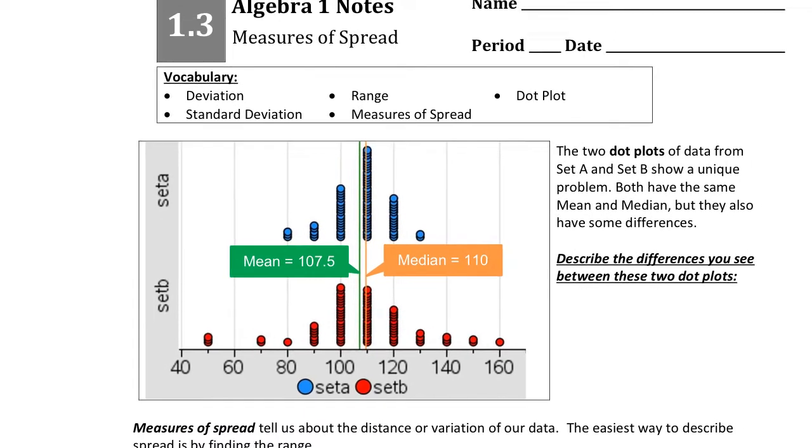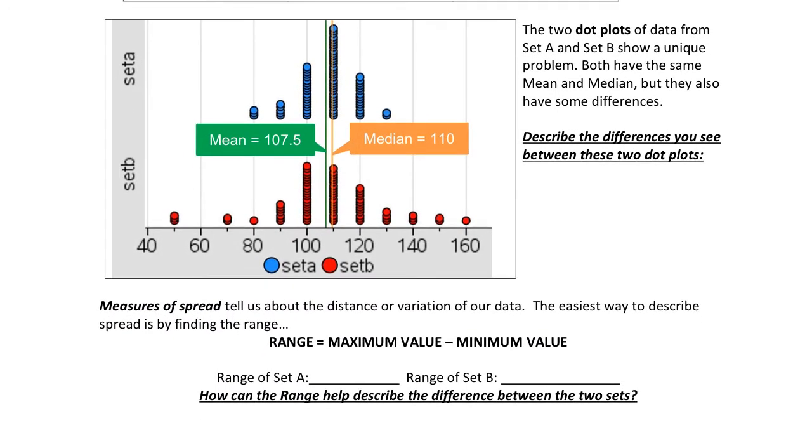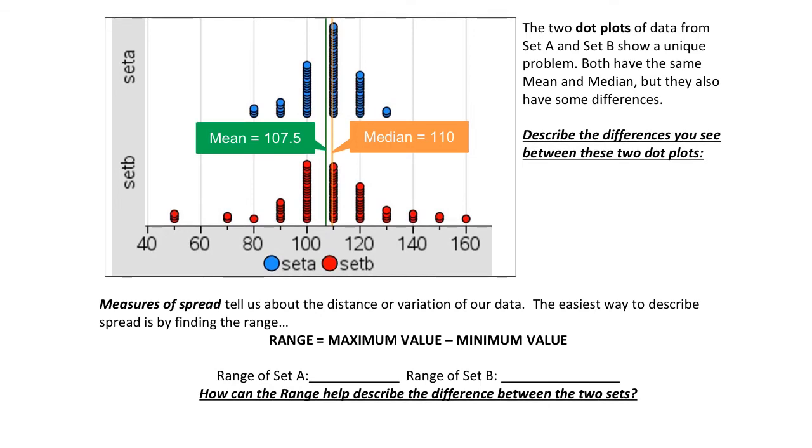One of the easiest ways to describe this spread, to measure the spread, is with the range, which we already learned when we learned about box plots. So let's take a look at our range for these two data sets. For set A, we can see that our highest value right here is at 130, and our lowest value is at 80. So 130 minus 80 would be 50. So the range of set A is 50 calories apart.